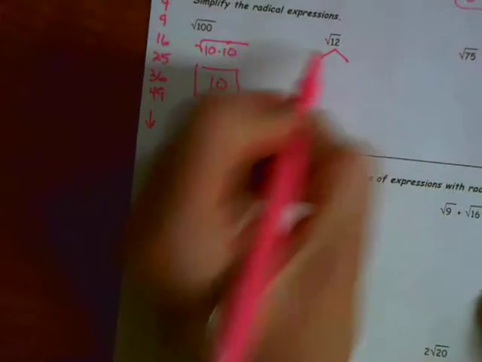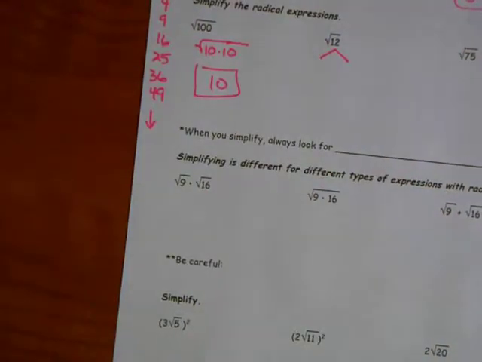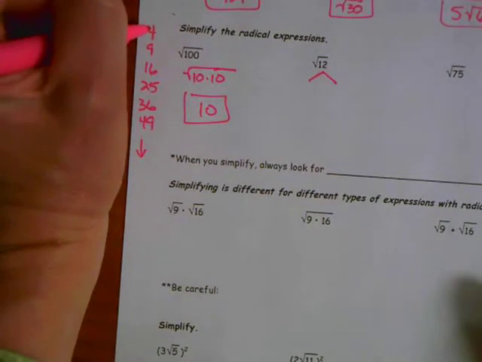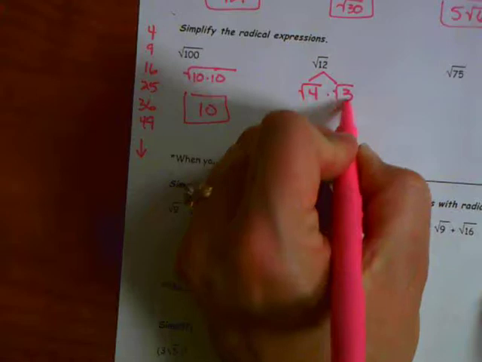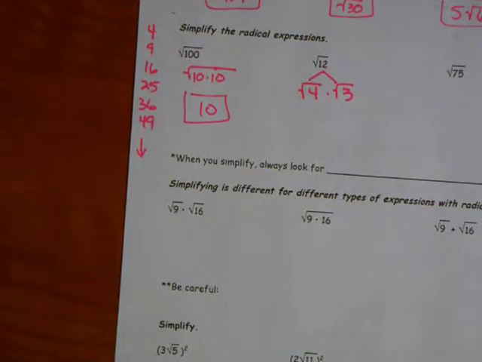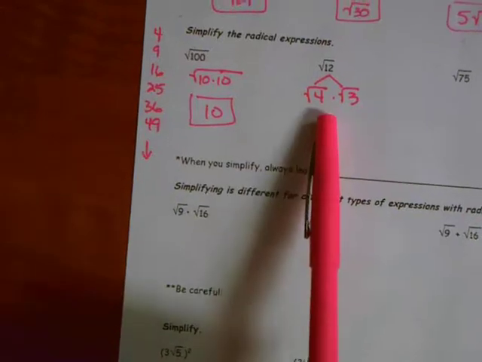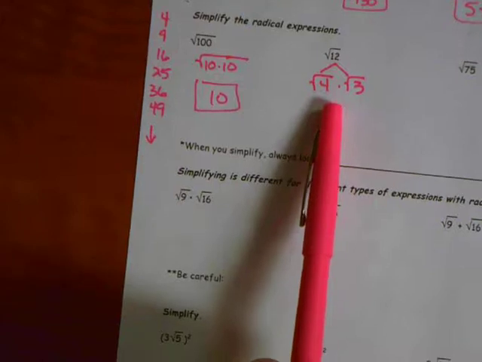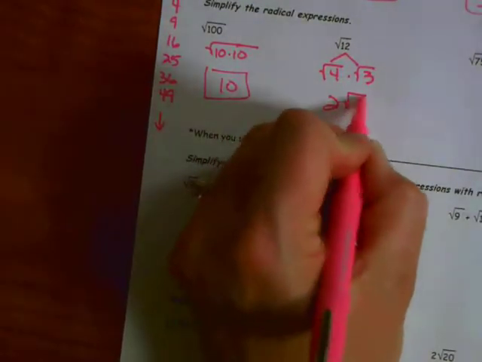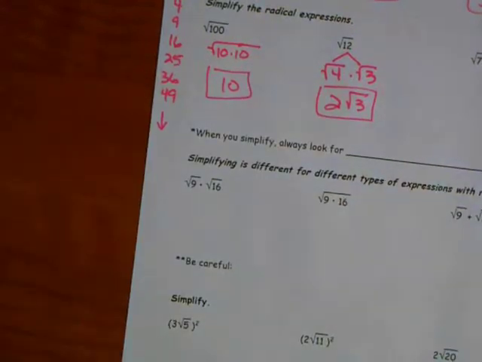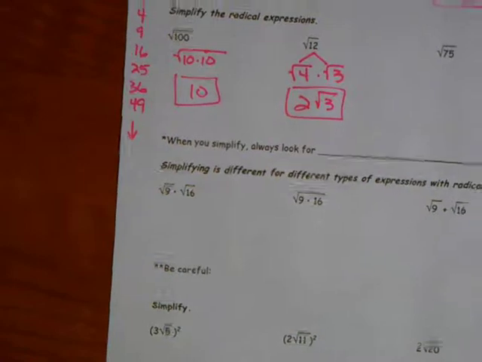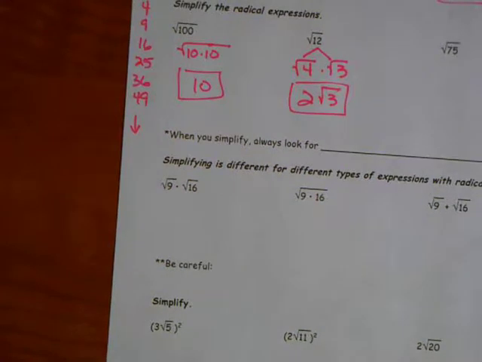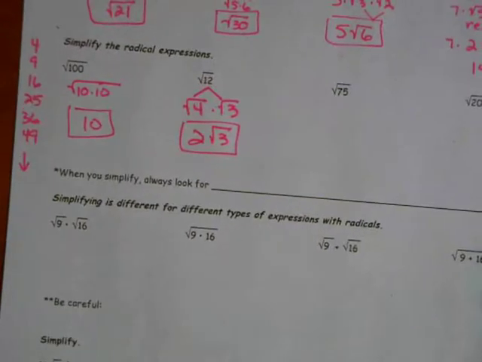Now, 12, I can't take the square root without a decimal, so I need to think of a factor of 12 that's a perfect square. What's a factor of 12 that's a perfect square? 4. 4 is a factor of 12 that's a perfect square. So I'm going to write it like this, the square root of 4 times the square root of 3. That's the same value. How does that help me? I can take the square root of 4. What's the square root of 4? Right. I cannot take the square root of 3 without a decimal, so that's as far as I can go. That's simplified. 3 doesn't have any factors that are perfect squares.